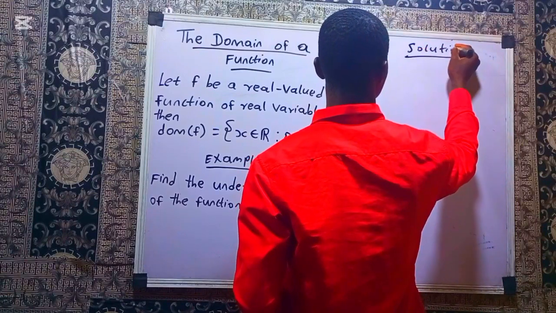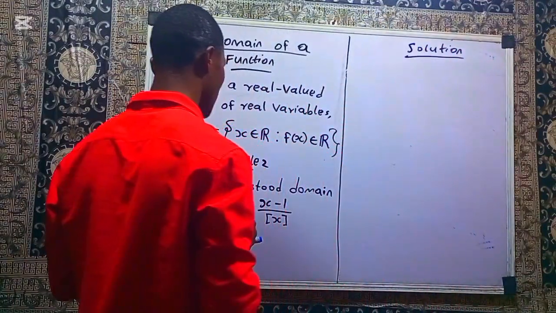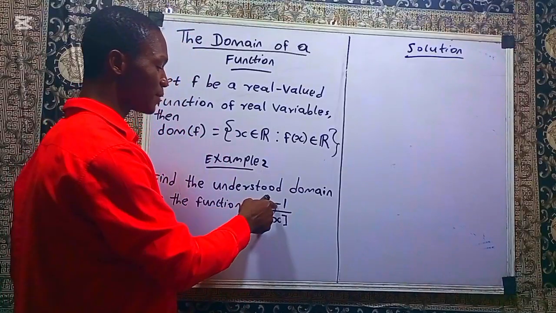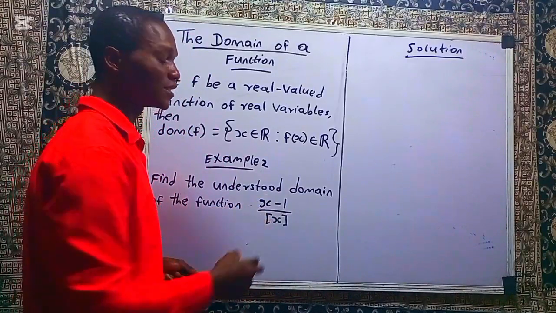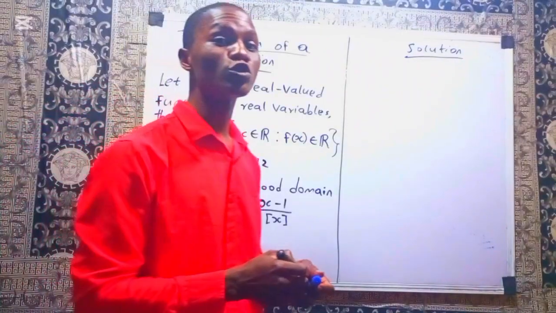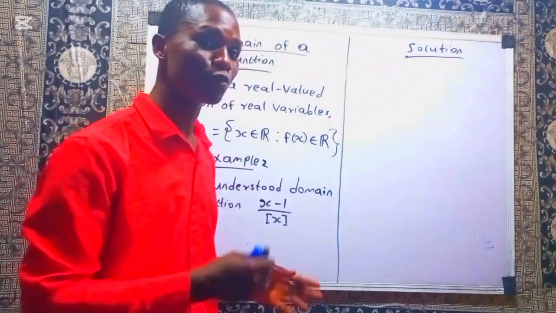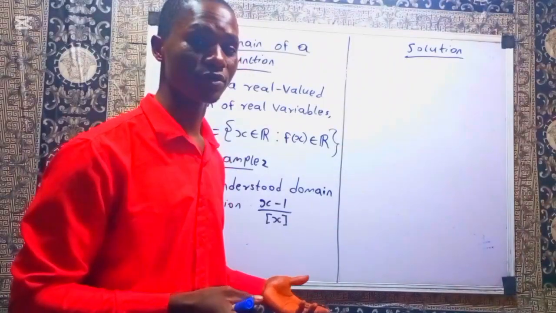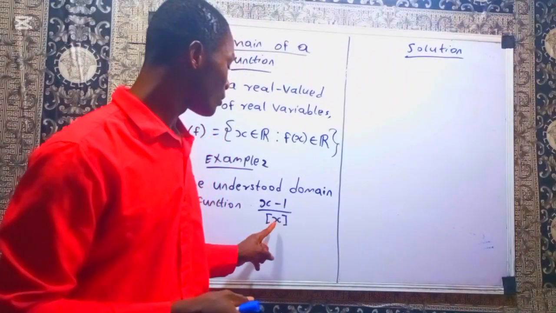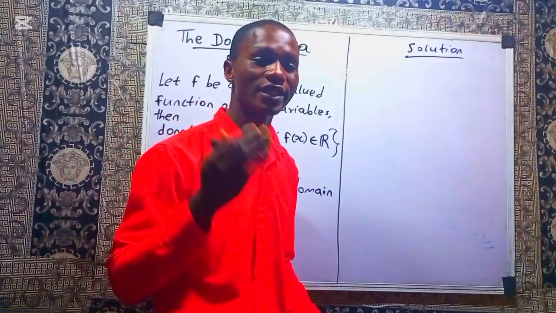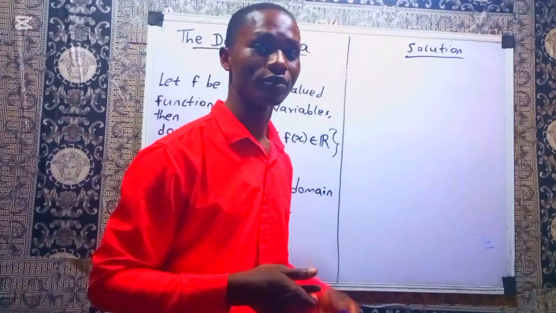Solution. We have this function x minus 1 over greatest integer of x, but you need to know when. So as I said, we try to remove those points that will make the denominator 0. So what we have here is the greatest integer function of x. When will the greatest integer function be 0?